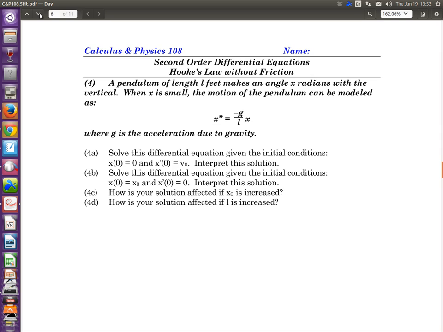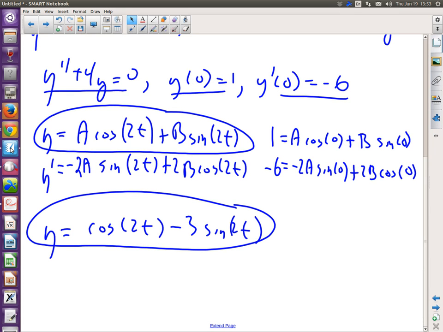Interpret that result. And then how is your solution affected if x0 is increased? In other words, how does the solution to b change? And how is the solution affected if L is increased? All right, well, we'll talk about that. All right, so here we go. So here's number 4.